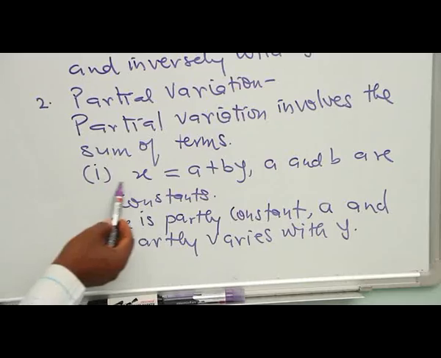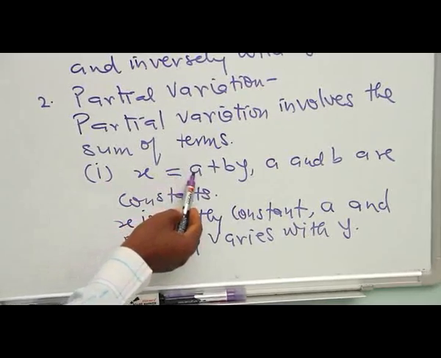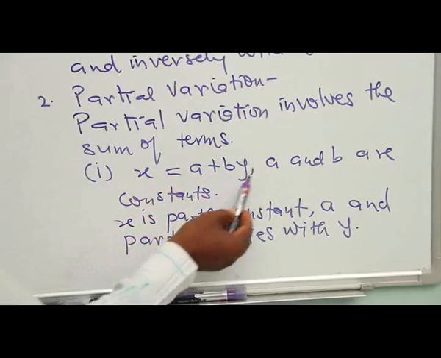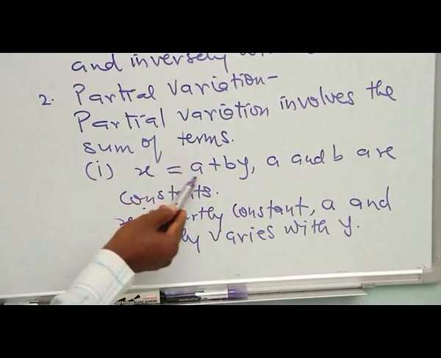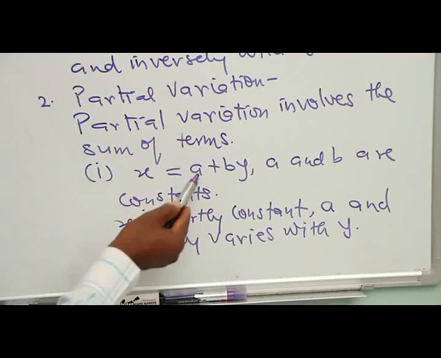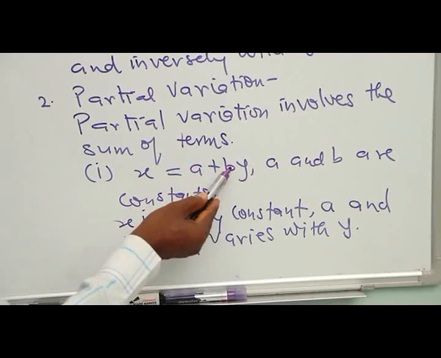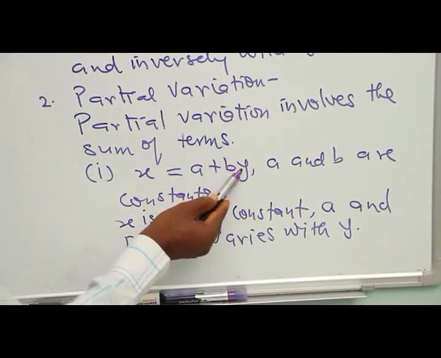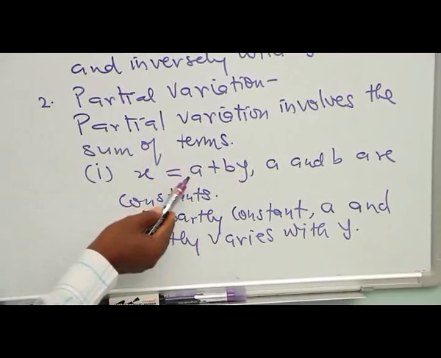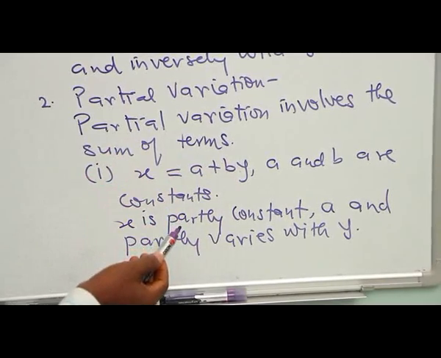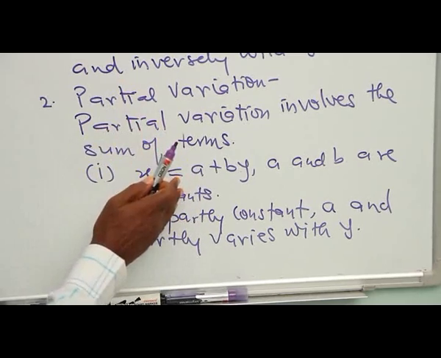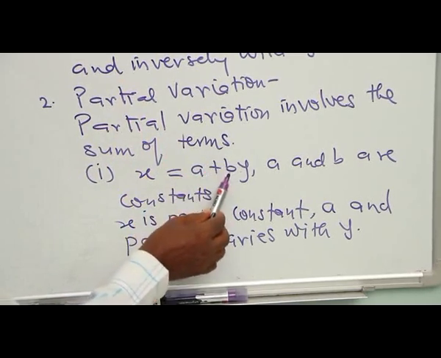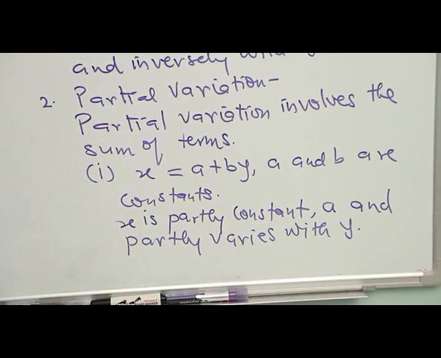For example, S equal to A plus BY. A and B are constants. A is a constant specifically. This one has a constant and a variable. That is why they said it's partial variation, because one of it is totally constant, while the other one varies with another constant.